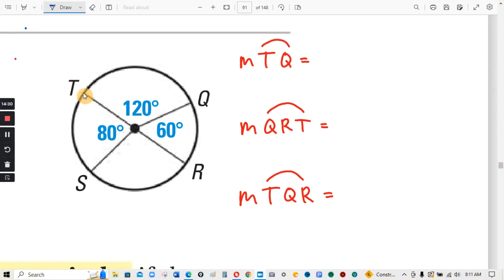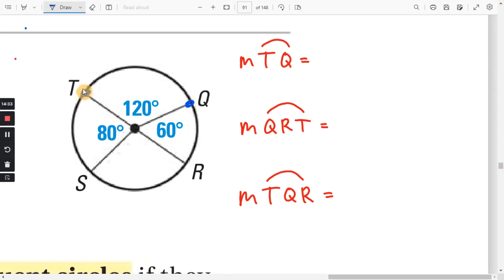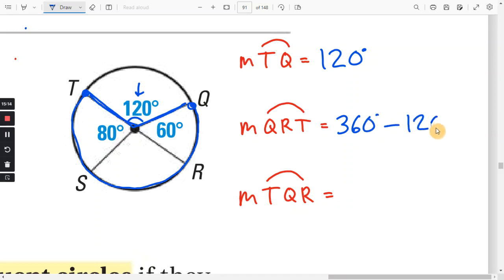Let's look at TQ. If we travel from point T to point Q along this arc right here, that's pretty simple. The arc matches the central angle, and that's 120 degrees. Next up is QRT. So travel from Q to R to T right here. We have most of the circle except for the angle 120 here. So if we just subtract the 120 from 360, 360 minus 120 is just going to equal 240.